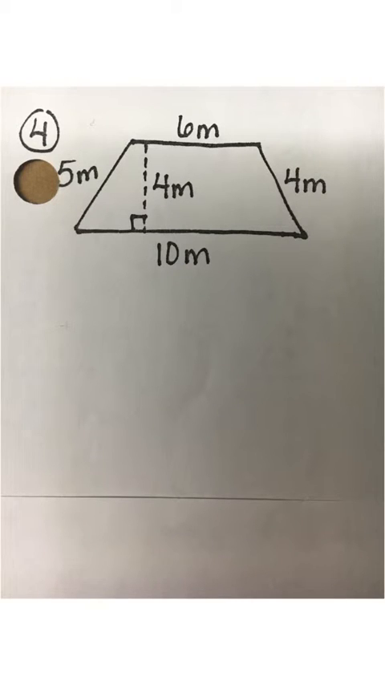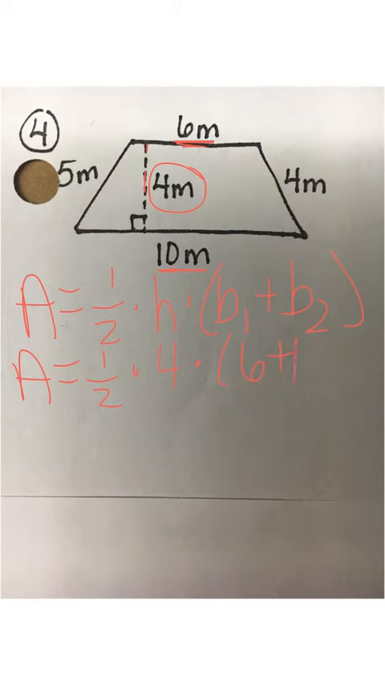Number 4, you have a trapezoid. And the formula for area is 1/2 times the height times the quantity of base 1 plus base 2. Base 1 is the 6 meters and base 2 is the 10 meters. The height needed to be drawn in with the dotted lines, and that's the 4 meters. So area will be 1/2 times 4 times the quantity of 6 plus 10.